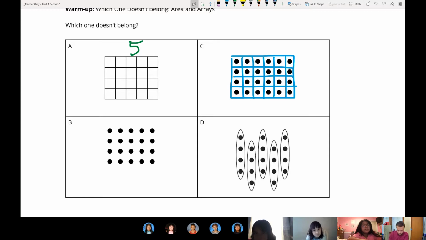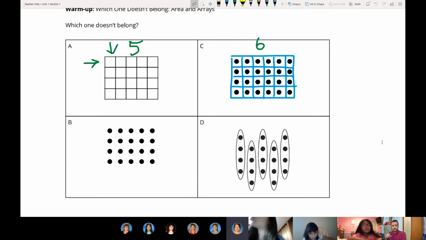We have rows going this way, but columns. Columns, right? Thank you. Okay, so you said that there's five in A, but you say six for C. Yes. Okay, how many are there for B and D? There's not four columns, but there's like four rows, and then there's five columns in letter B, and there is four columns. It's all jumbled up. I know. Okay, so you said that there's five columns in B.